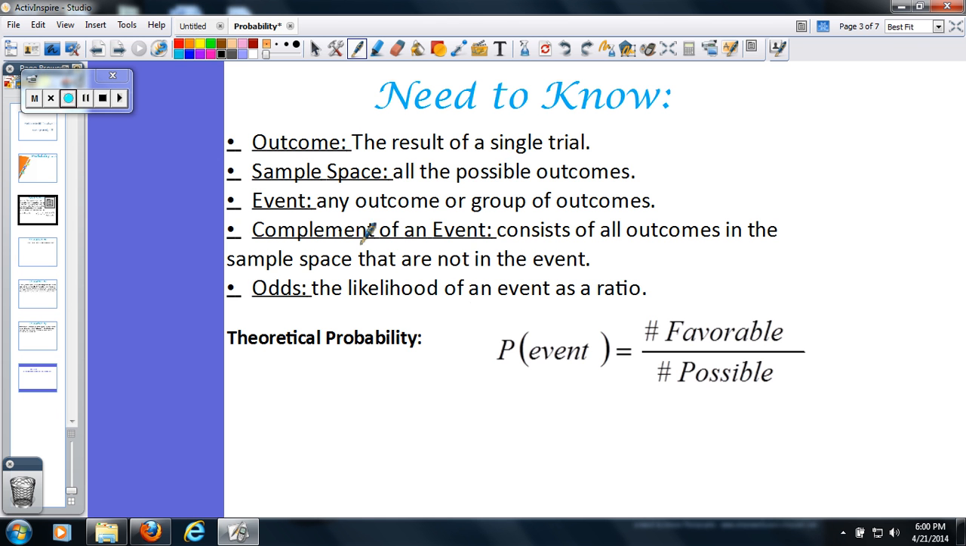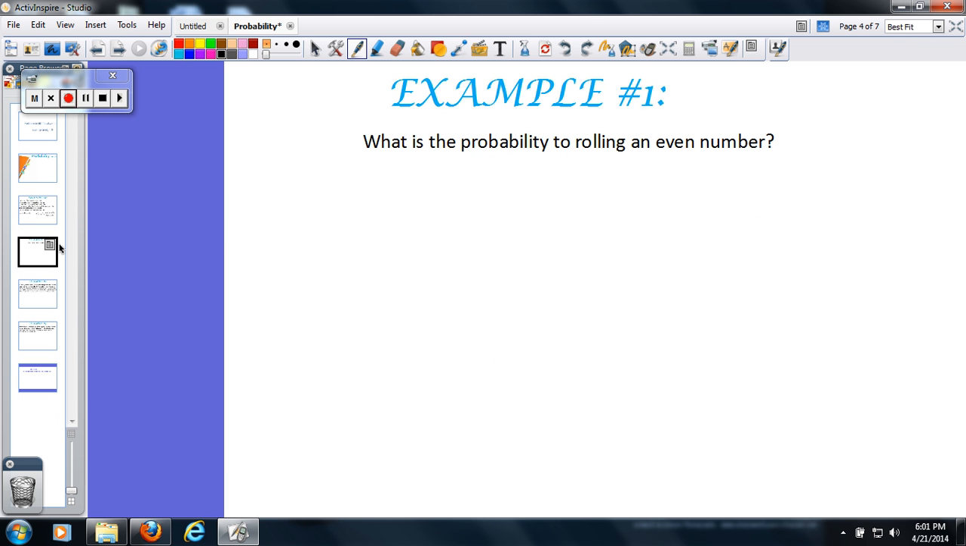Okay? So theoretical probability, how it's found is the probability of the event equals the number of favorable outcomes divided by the number of possible outcomes. Okay? And this is going to be the key, really. So when we look at an example, it says, what is the probability of rolling an even number? So if I have a six-sided dice, the numbers on that dice consist of 1, 2, 3, 4, 5, 6. Okay? So these are all the numbers that are on a six-sided dice.